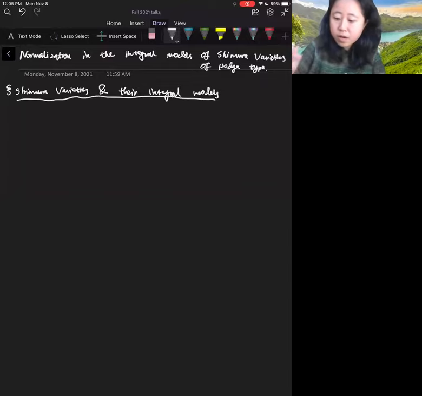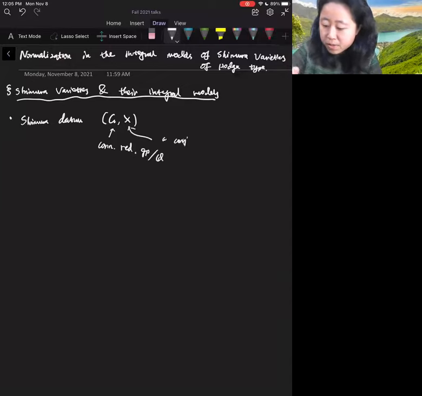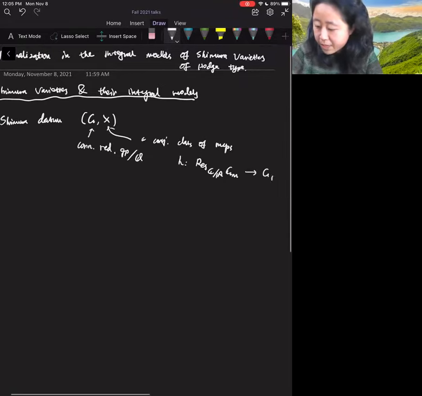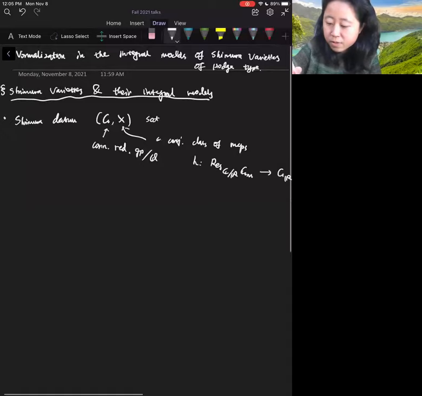Okay, so a Shimura datum is a pair (G, X), where G is a connected reductive group over Q, and X is a conjugacy class of maps from the Deligne torus to G base changed to the real numbers. And these are maps of algebraic groups over the real numbers. And moreover, you require this pair to satisfy certain axioms.